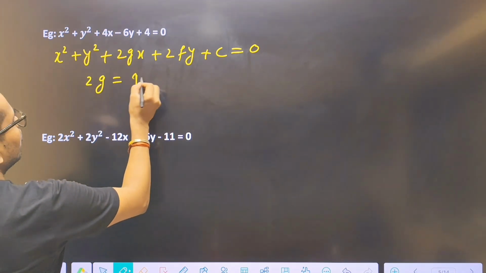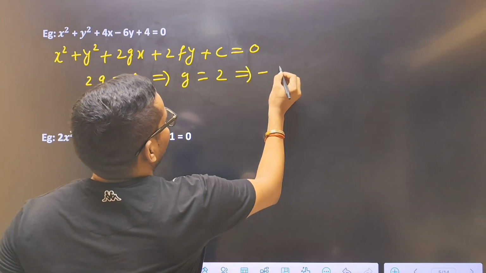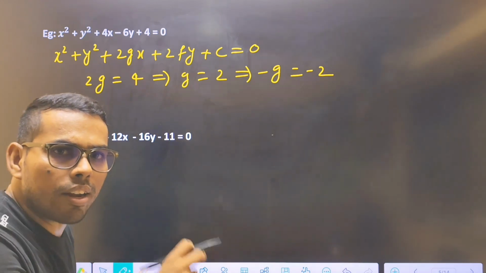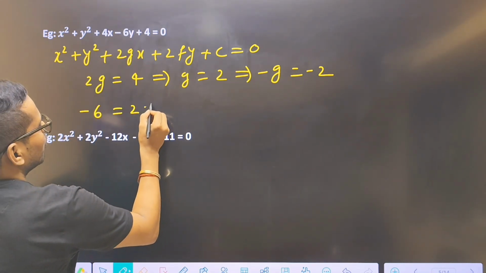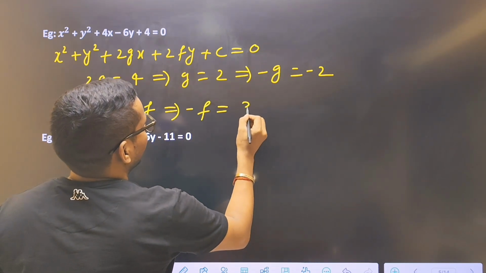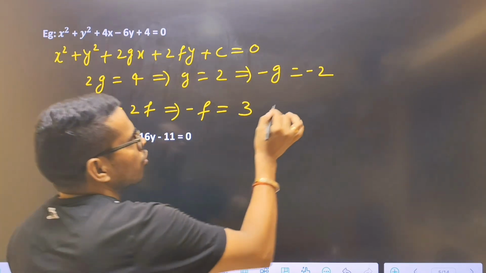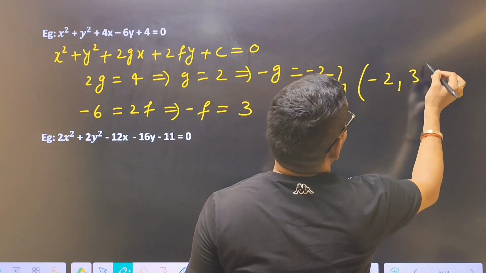2g is equal to 4. So g is equal to how much? 2. So minus g is equal to how much? Minus 2. Because center is minus g comma minus f. Now 2f is equal to minus 6. So simply we can see minus f is equal to 3. Minus f is equal to 3. So what is the center? The center is minus 2 comma 3.